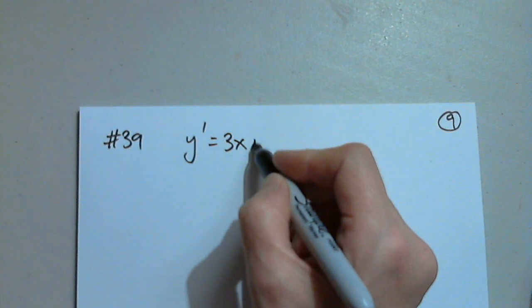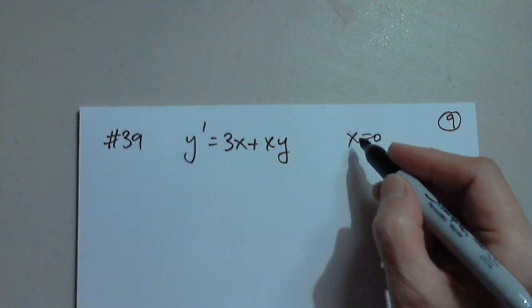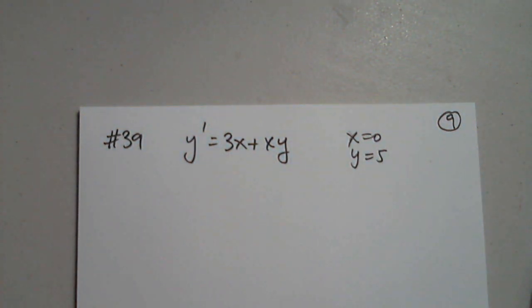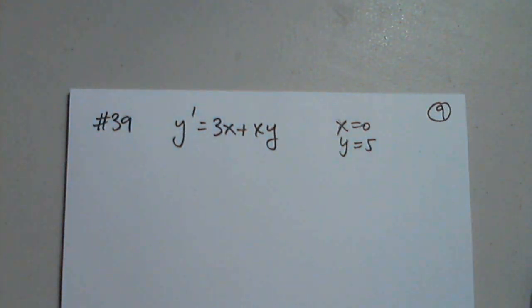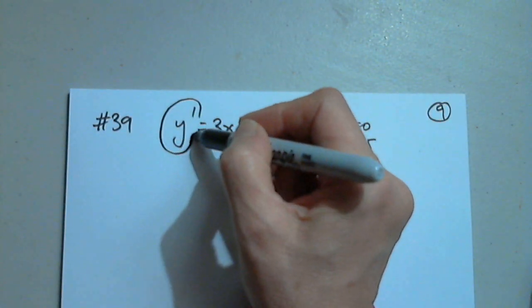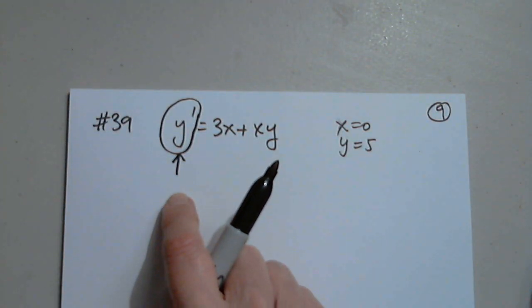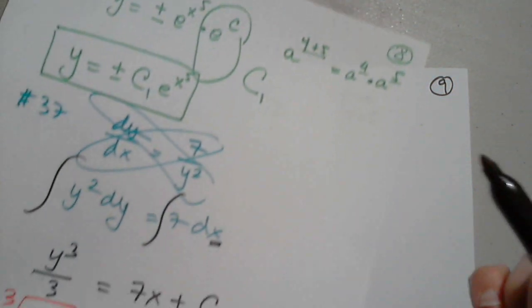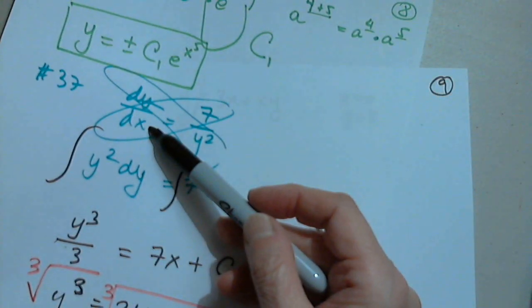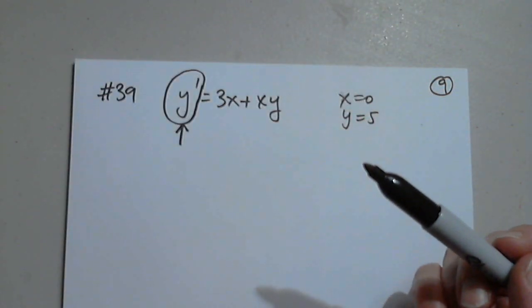Y prime equals 3x plus xy. And they're telling us that x is 0 when y is 5, or y is 5 when x is 0, same thing. Okay. Now this is a little bit tricky because I need to replace this by, what is the other notation for y prime?